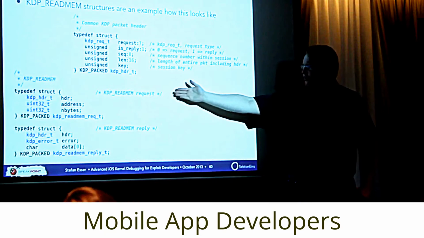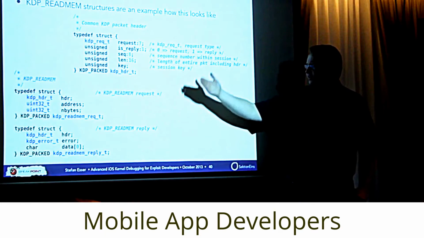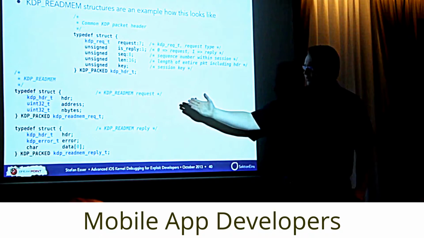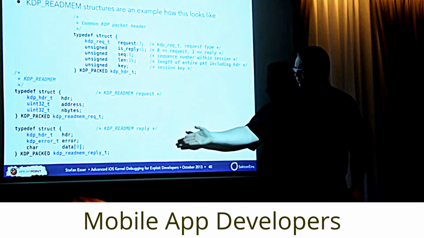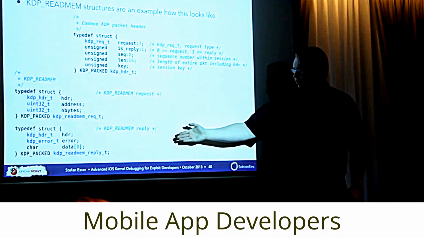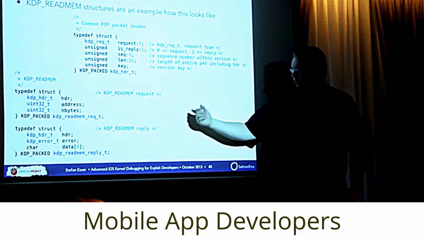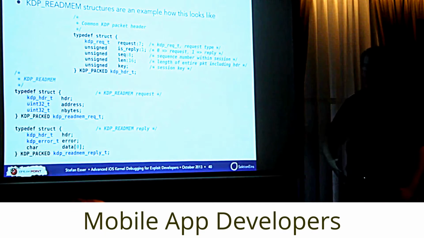And then each request is defined like this in the source code. You see the readmem request starts with a header, and then it has the address and the number of bytes that you want to read. And what you get in return is the header, an error, which is 0 if there was no error, and the actual data that is read from the memory.